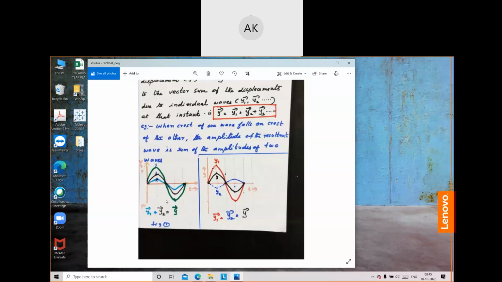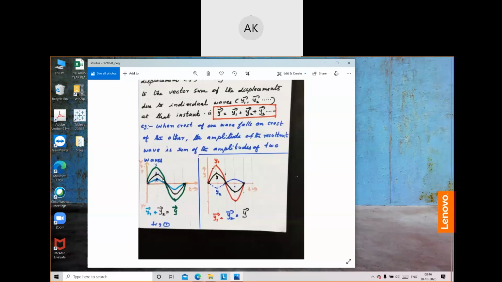So please watch that video very well. It is explained there how the superposition takes place. Please watch it at least after the class. Time is taken along the x-axis and displacement is taken along the y-axis, and the superposition principle is applied here.